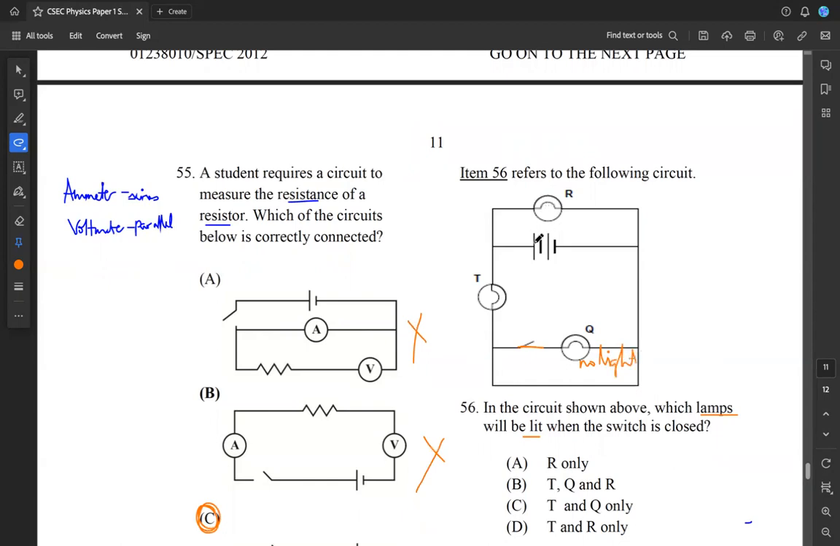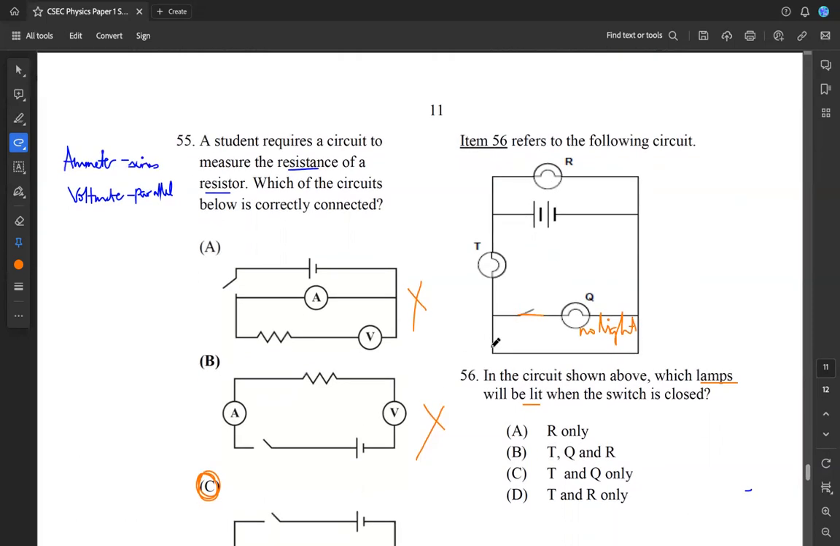But because our lamp up here is in parallel with the cell, we're gonna see some light up here, and we're also gonna see light down here, right? So the current is gonna come, flow this way and flow this way, and we will see light in R and T only. Q won't light up, right? And so our answer is gonna be D, T and R. All right, so 56 is D.